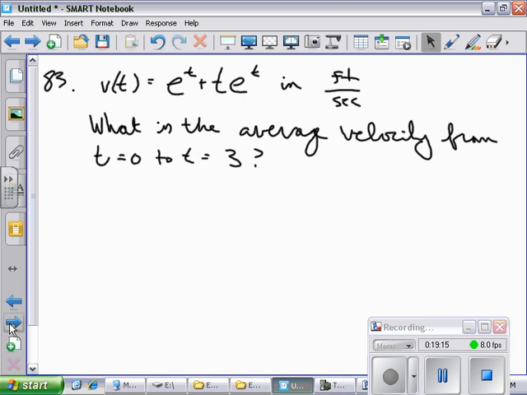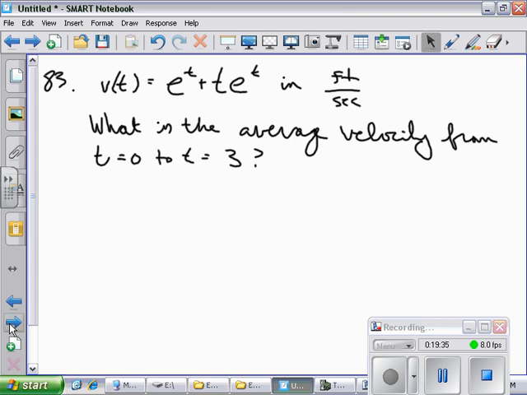83: The velocity in feet per second of a particle moving along the x-axis is given by v of t equals e to the t plus t e to the t. What is the average velocity? I gave you velocity, they're asking for the average velocity from t equals 0 to t equals 3. What do we do if we want the average value?